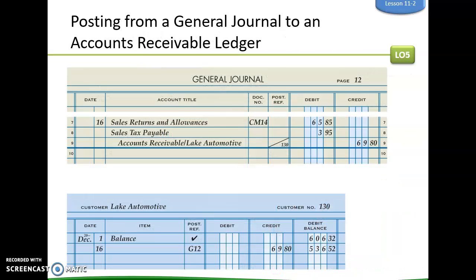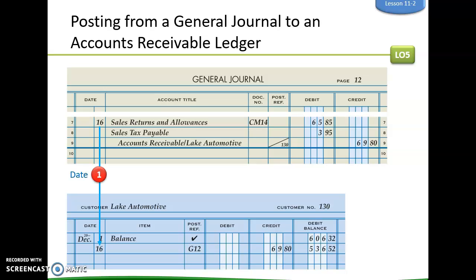So now let's talk about posting from a general journal to an accounts receivable ledger. Entries in the general journal may affect account balances in both the general ledger and the subsidiary ledger accounts. Remember, we have that controlling account and then we have the subsidiary account. The posting of the transaction to the general ledger follows the same steps that we talked about earlier in the chapter. If we were to stop mid-transaction, how do we know where to go when we go back to it?